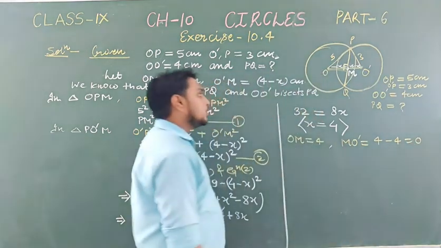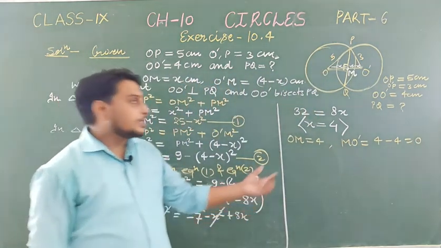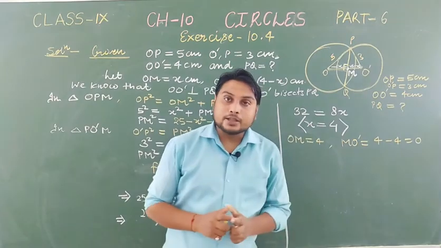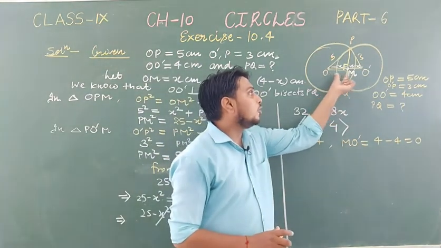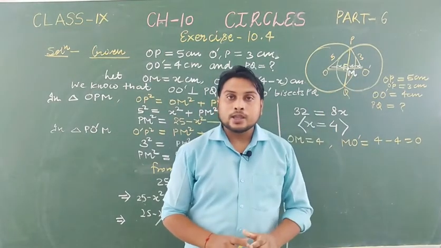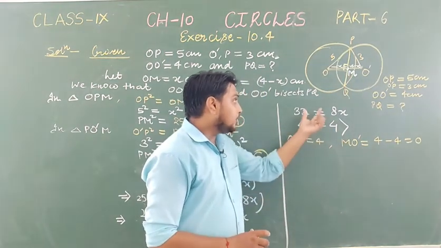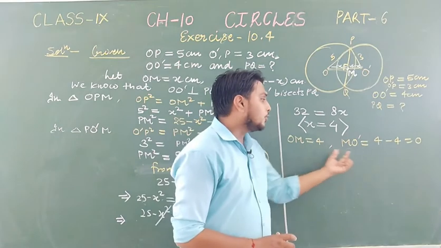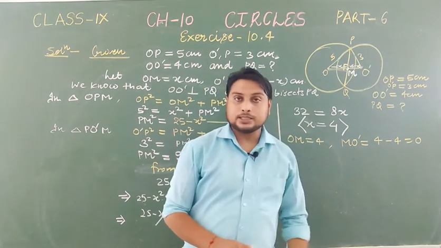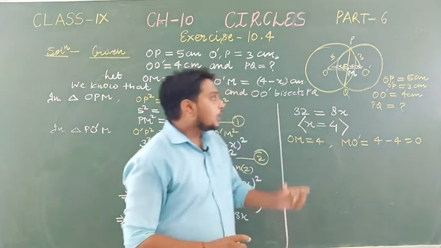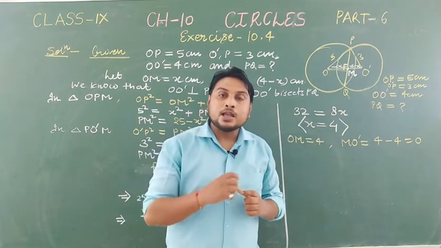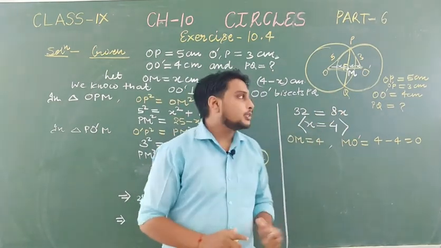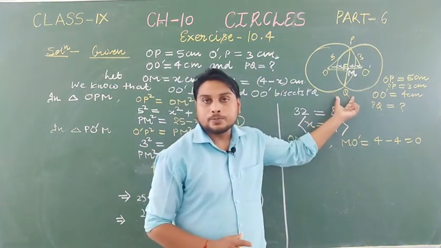Okay. So students, in this figure, now we are having the values of x, OM and MO dash. According to that, the value of OM is 4 and the value of MO dash is 0. Okay. It means this figure is not proper. After knowing the values, we can say that this figure is not proper.